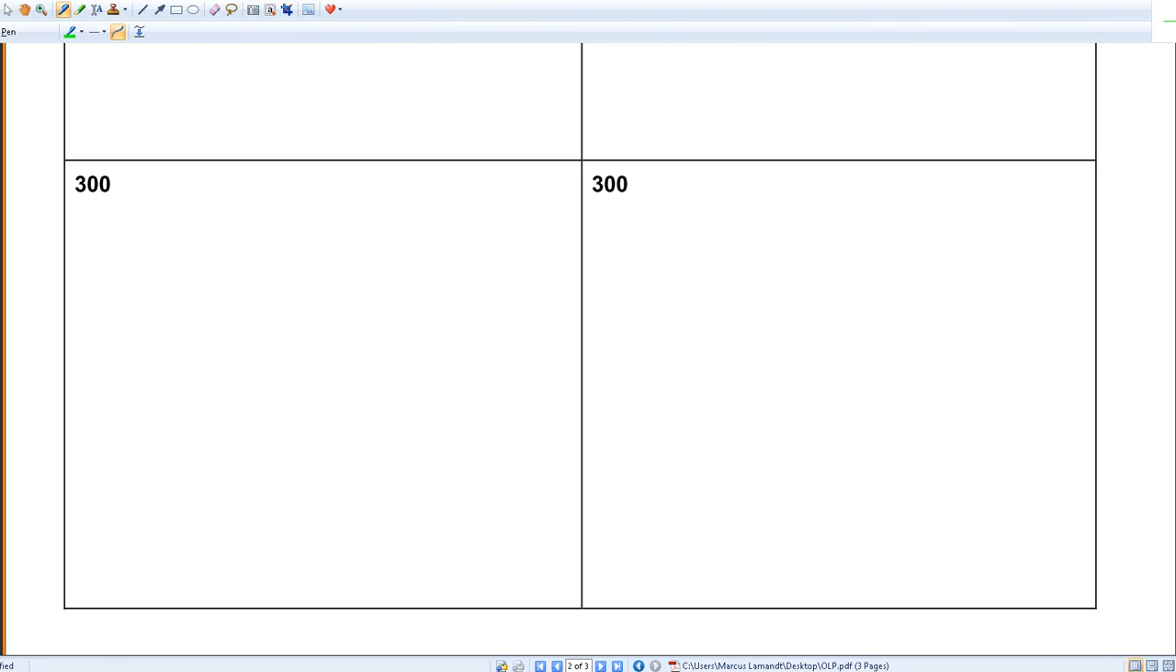Alright, 300. I'm going to want to FOIL again. I get 12q squared plus 32q minus 3q minus 8. Now I'm going to combine my like terms in the middle. And I'm left with 12q squared plus 29q minus 8.